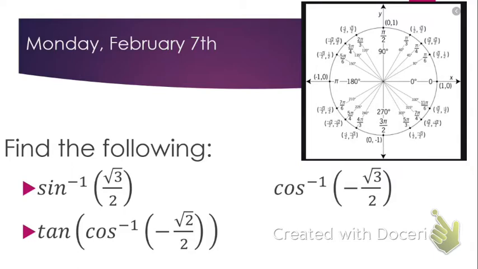Remember, sine, you're in quadrants 1 and 4. So this is asking you what angle in quadrants 1 or 4. So I'm looking on this side. Take out your unit circles if you don't have it out.